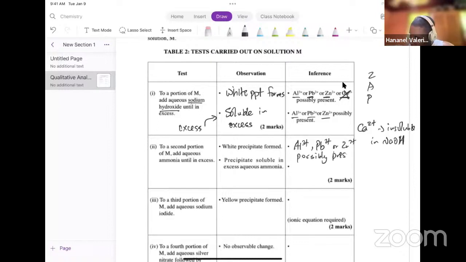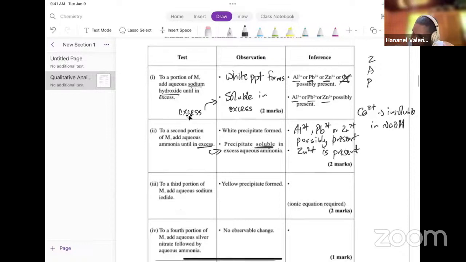But now we add in ammonia in excess being the second step, right? And it's saying that the precipitate is soluble in excess of aqueous ammonia. Now, based on the information that we have, the only precipitate that is soluble in excess ammonia is zinc, right? If it was aluminum and lead, we would have to continue going on our merry way. But because they say that it is soluble, zinc is the only one that is soluble. Therefore, zinc 2+ is the ion present within that. So we have confirmed the zinc.